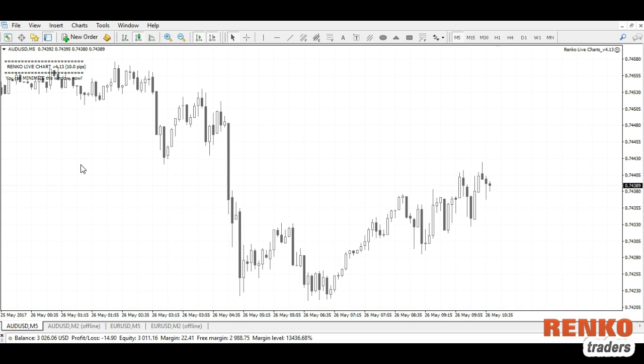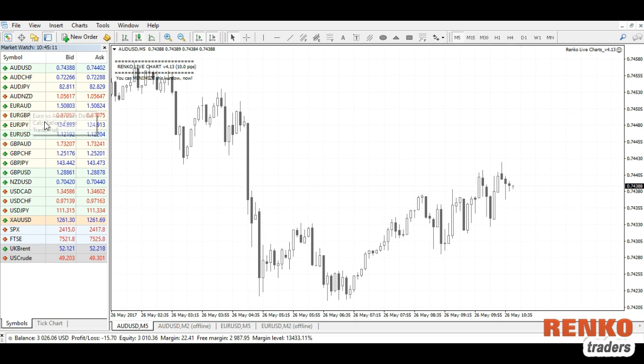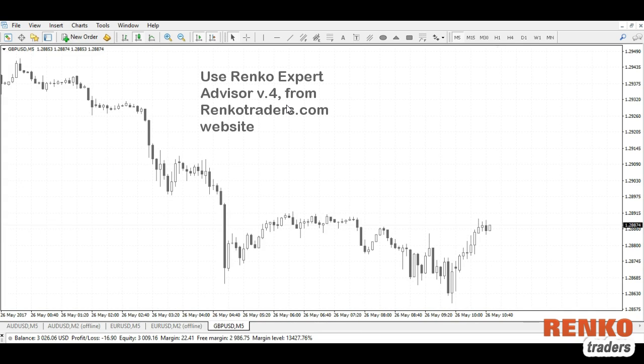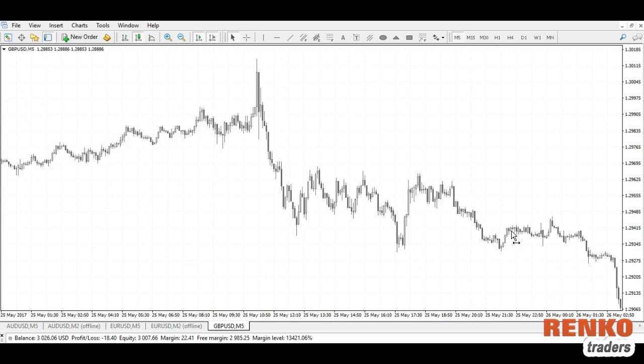with creating a new chart. First of all, the folder that you're going to get with the Renkostreet Trading System comes with the Renko Live Chart version 3. I really wouldn't recommend that because it does not allow you to build offline Renko charts. So instead of using version 3, I would recommend you to download the version 4 indicator, which you can find on the renkotraders.com website.